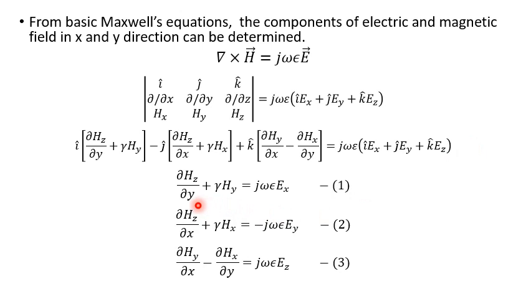cap terms, you will get dou Hz by dou y plus gamma into Hy is equal to j omega epsilon Ex. Dou Hz by dou x plus gamma Hx is equal to minus j omega epsilon Ey, and dou Hy by dou x minus dou Hx by dou y is equal to j omega epsilon into Ez. Here what we have done is replaced this dou by dou z with the term gamma, which is the propagation constant. So we get three sets of equations.